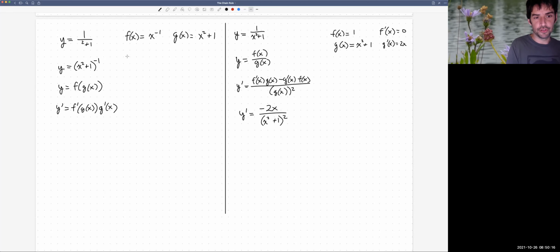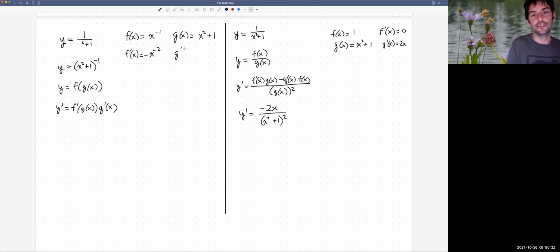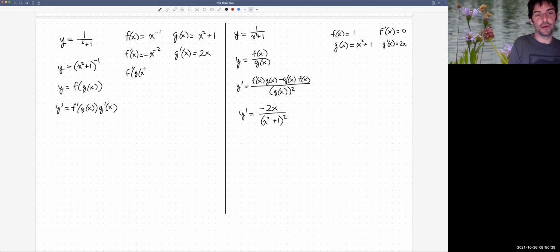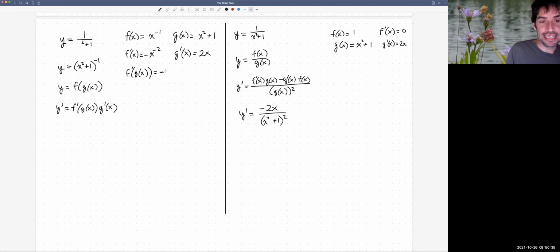So I need some derivatives over here. F prime, we're gonna use our power rule, will be negative x to the -2. G prime of x will be 2x. Remember, I want f prime of g of x, not f prime of x. So I'm just gonna take this and compose it with g. So I'm gonna get negative x squared plus 1 to the -2.